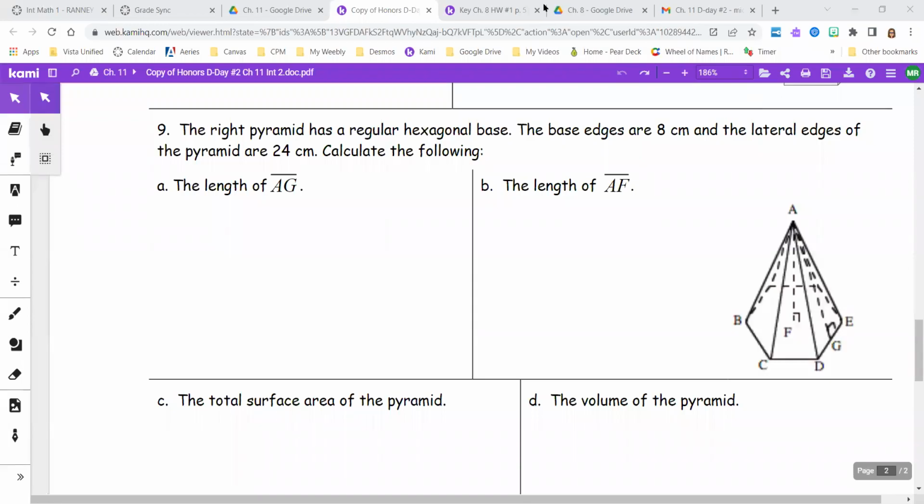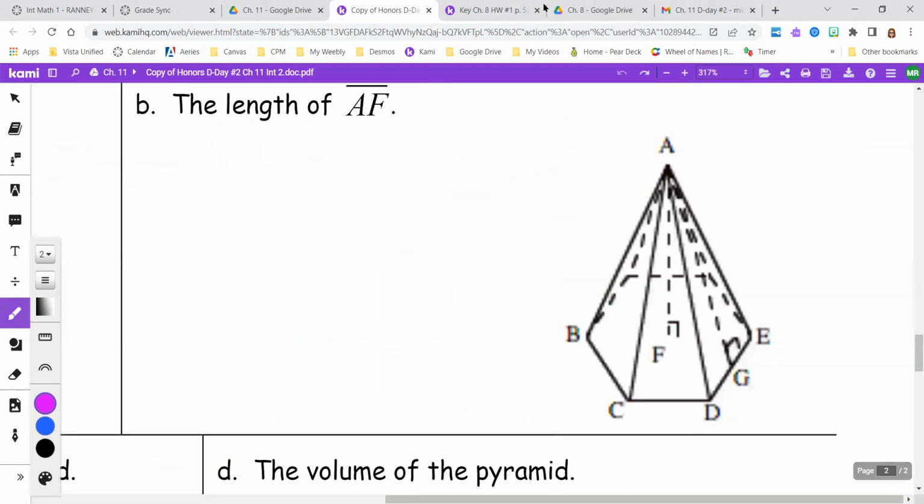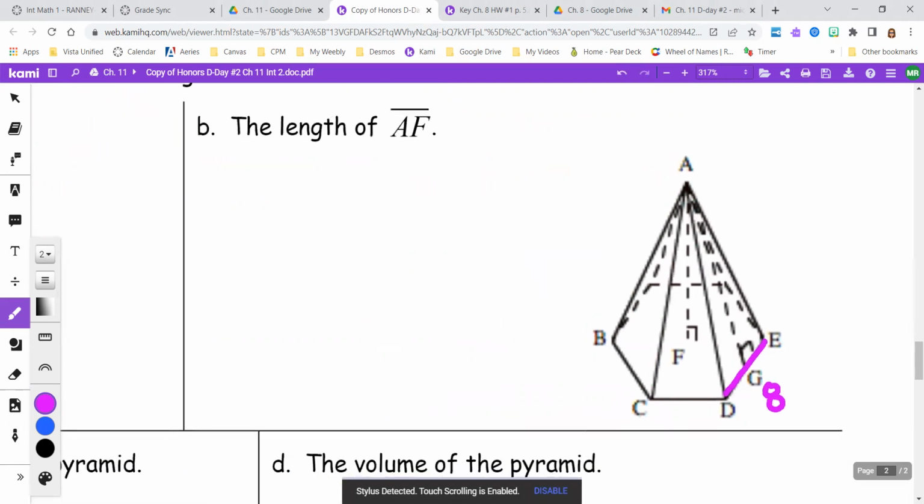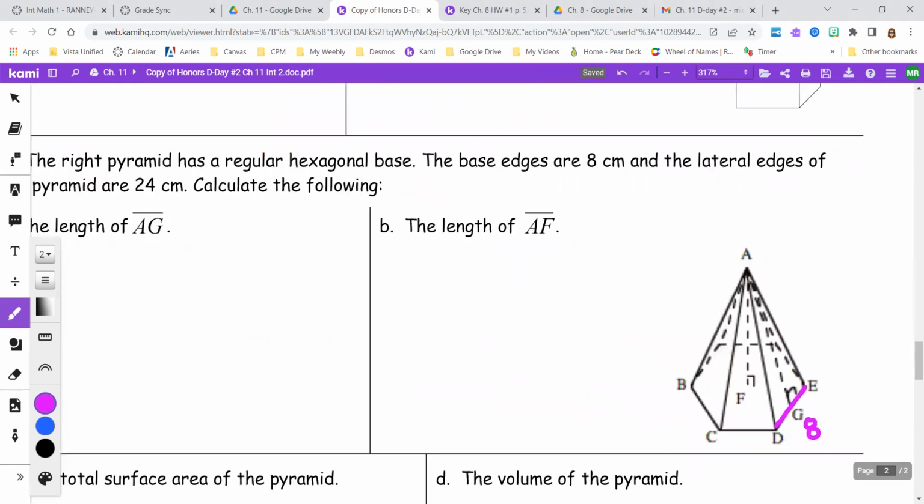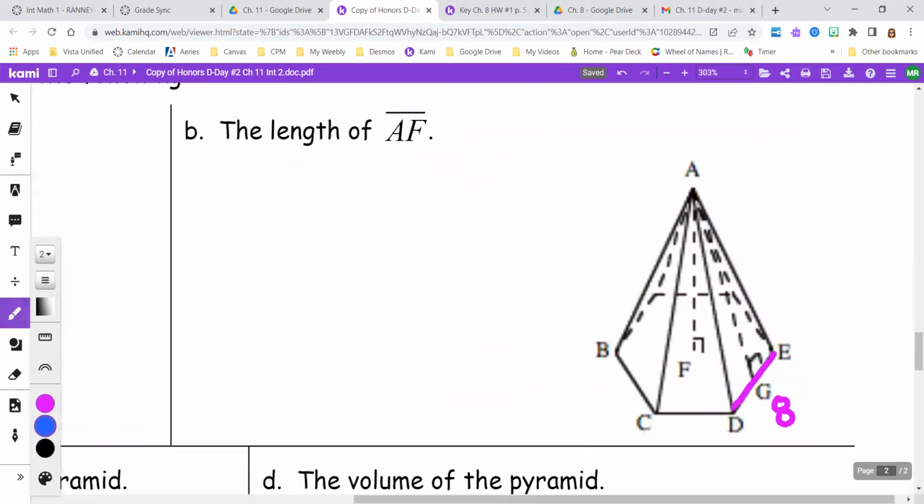So on 9C, we need to find the area of each of the faces. Now question A was asking us for the length of AG. We know that these edges are 8. We know that the lateral edge is 24. And I need to find AG in order to answer the surface area question. So I need to find that length.